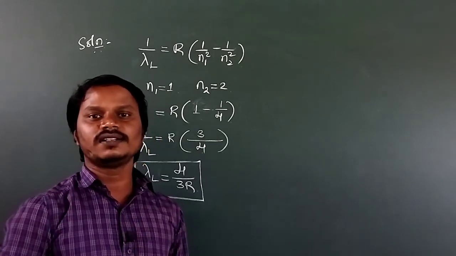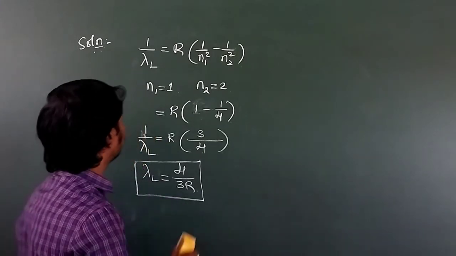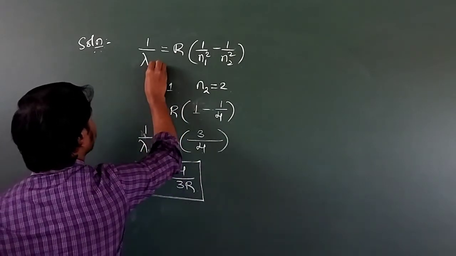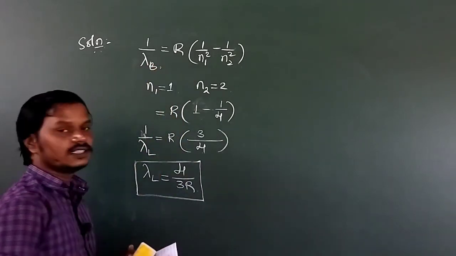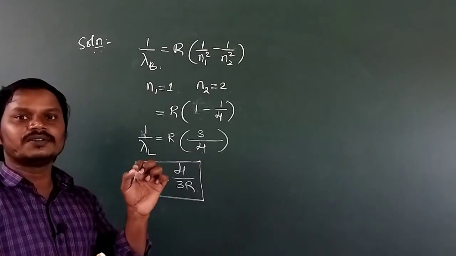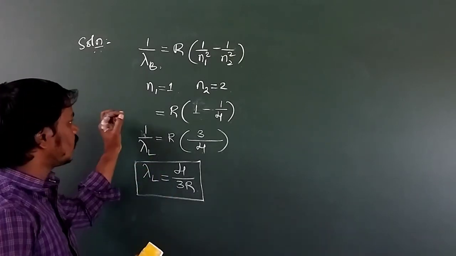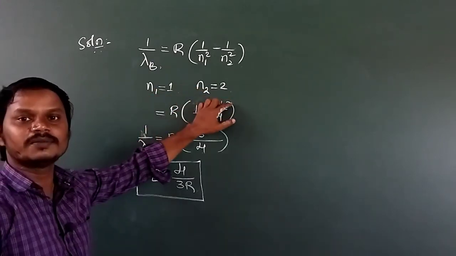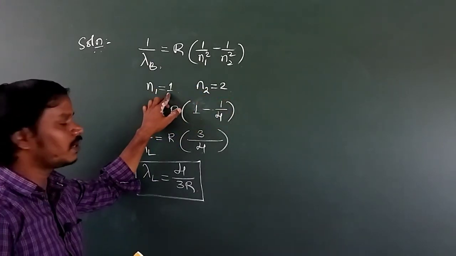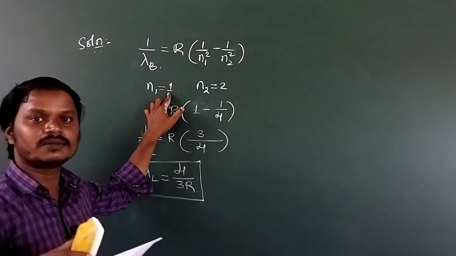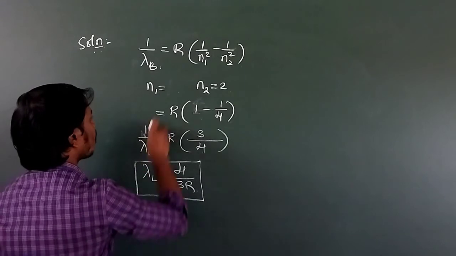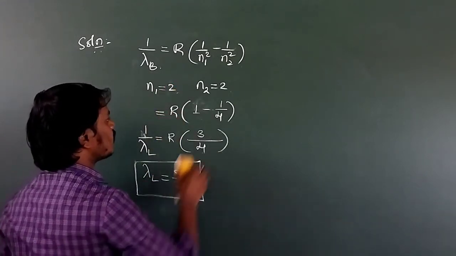And also we have to find the longest wavelength in Balmer series. So how to find the longest wavelength in Balmer series? For the longest wavelength in Balmer series, the transition must be from 3 to 2, nearest orbit to the ground orbit. Which is the ground orbit in Balmer series? 2. And the nearest orbit for the 2 is 3. Now let us take N1 as 2 and N2 as 3.